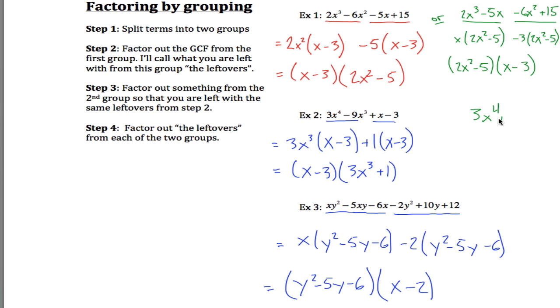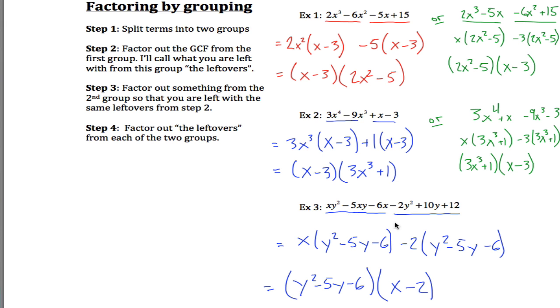If we make that our first group and this our second group, things will still work out fine. We could pull out an x here and be left with 3x cubed plus 1. And pull out a negative 3 here to be left with 3x cubed plus 1. And now we have two terms that both have a 3x cubed plus 1 in them. And if we pull that out, we're left with just x minus 3. So just as an FYI, there's other ways you can group things to make things work out.